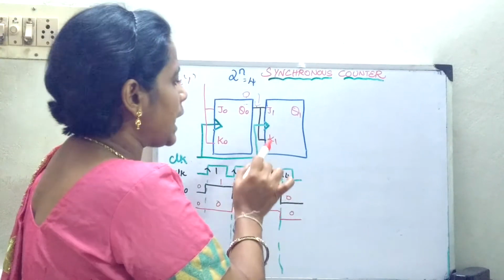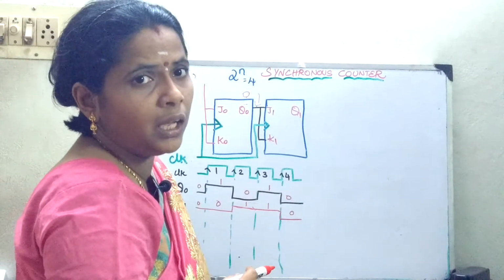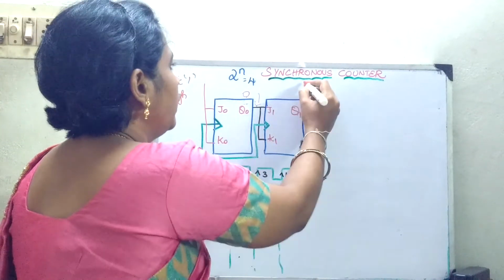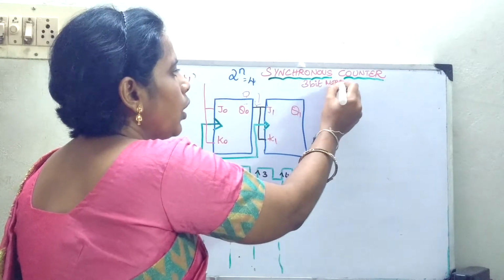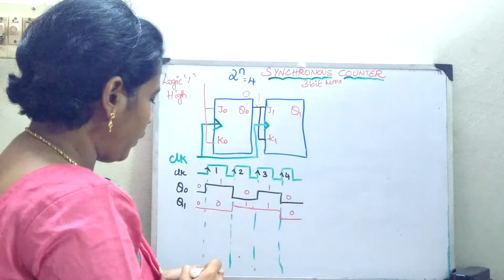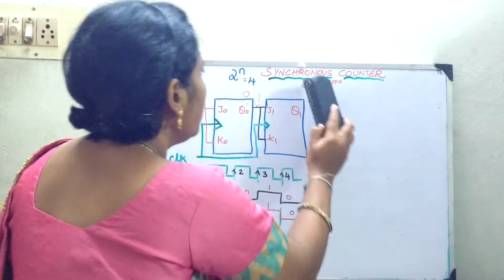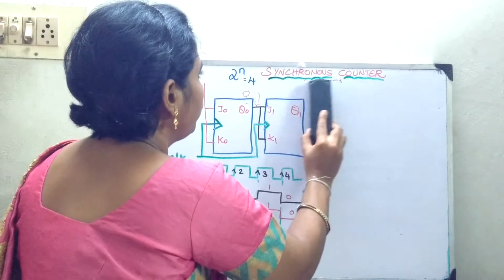Now we will see the same circuit extended to a 3-bit binary counter. I can call it 3-bit or mod 8: 2 power 3, 8 states. So I can call it a mod 8 counter also.